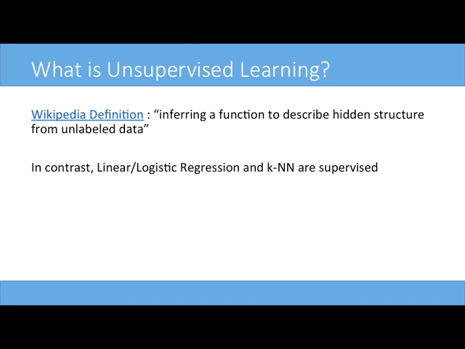And so, you may be asking yourself, what is unsupervised learning? The Wikipedia definition is that we're basically inferring a function to describe hidden structure from unlabeled data. In contrast, the stuff that we've currently been dealing with, like linear regression, logistic regression, and k-nearest neighbors, are all supervised.